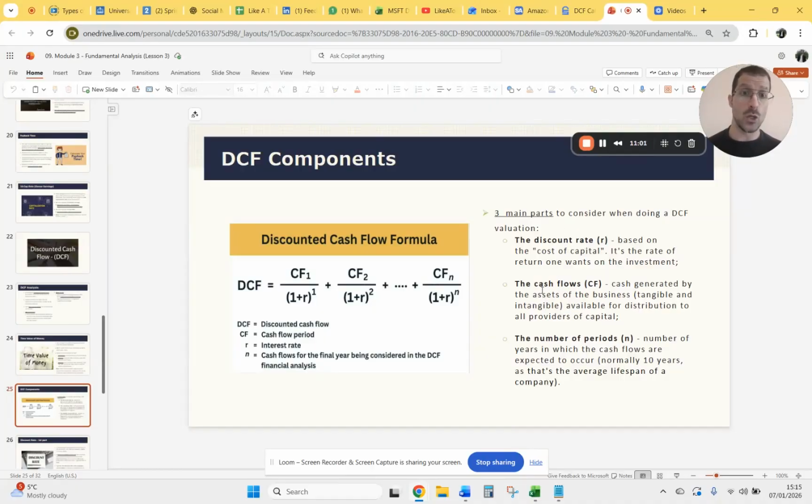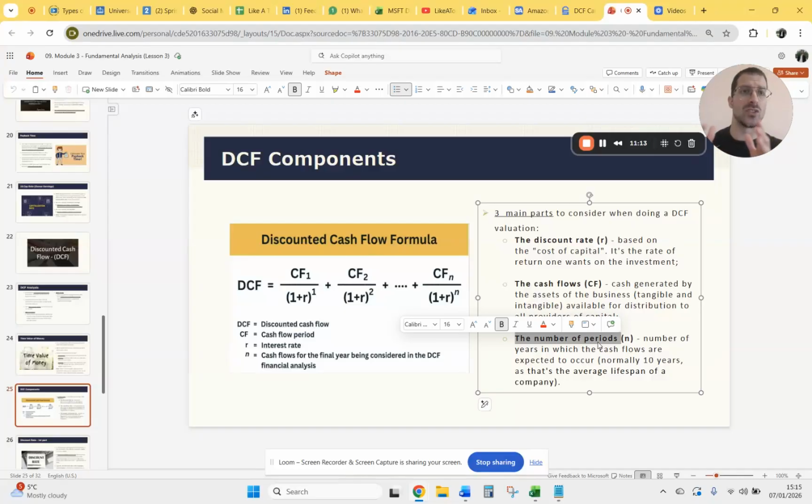Okay? Then you have the cash flows. Of course, cash generated by the assets of the business, available for distribution to all providers of capital. And then you have the number of periods. In my case, I like to do 10 years of projection, as you already know. That's the number of years in which the cash flows are expected to occur, normally 10 years, as that's the average lifespan of a company. So I never go beyond 10 years.